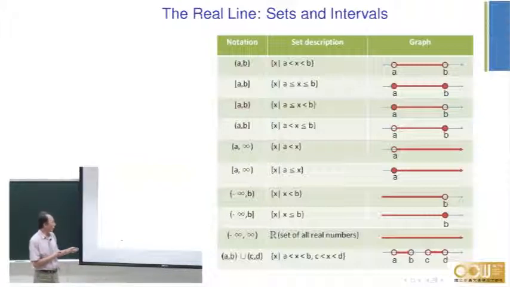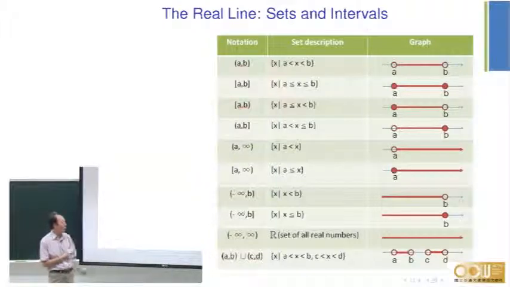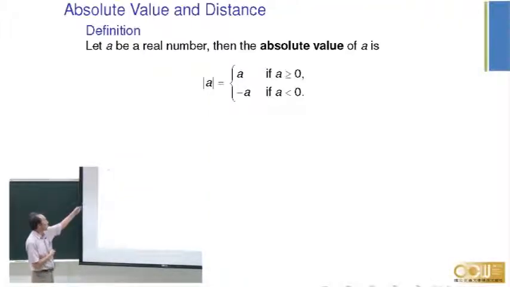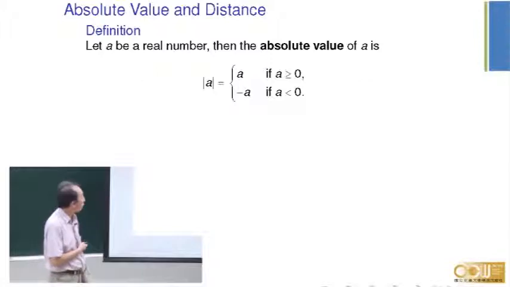Okay, and here is one more notation for the union of two disjoint open intervals. One remark: the infinity sign is just a notation. It is not a number.